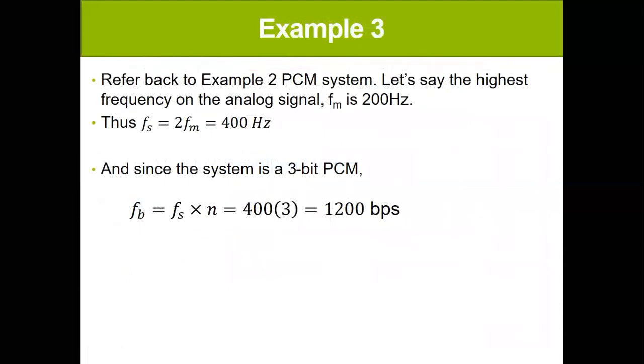For example, for the example 2, 3-bit PCM system, let's say the highest frequency of the analog signal FM is 200 Hertz. What is Fs? Fs equals 2 FM, the minimum sampling frequency. 2 FM means 400 Hertz. So what is the bit rate? This is 3-bit PCM, so bit rate is Fs times 3, 400 multiplied by 3, so 1200 bits per second or 1.2 kilobits per second.